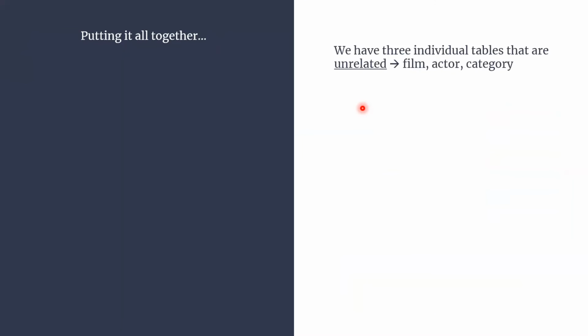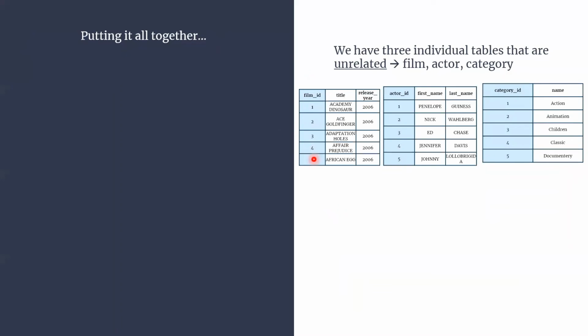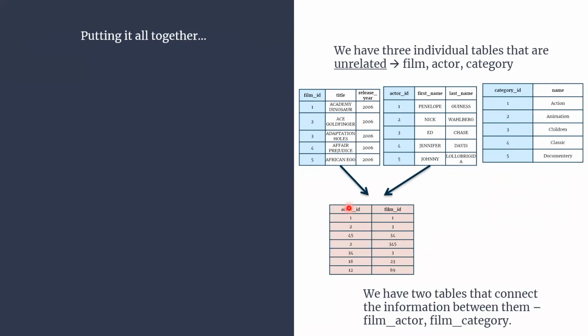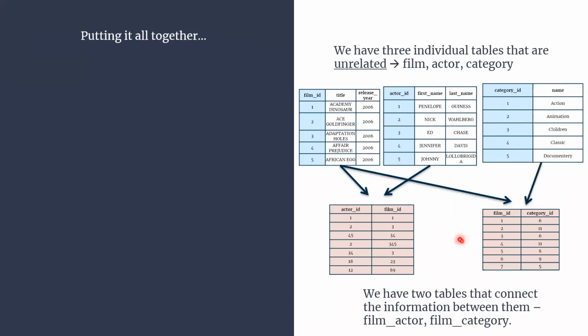So let's put it all together so that it makes a bit more sense. We have three individual tables that were initially unrelated. We had a table that contained information on the films, we had a table that contained information on the actors, and we had a table that contained information on the different categories that we have. And we have two tables that connect the information between them, film actor and film category. So this is the film actor table that combines the info from the film table and the actor table, and the film category table combines the info from the film table and the category table, right?